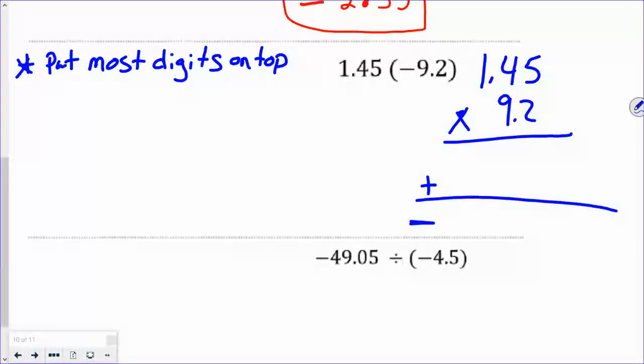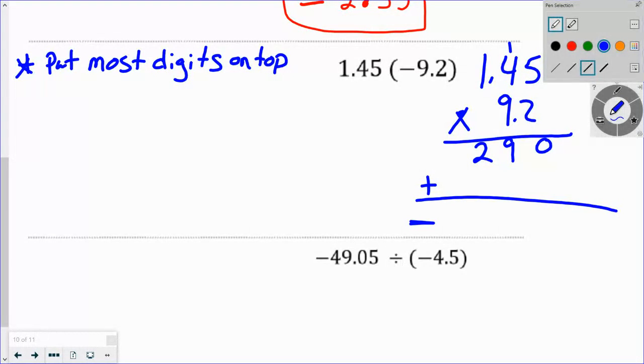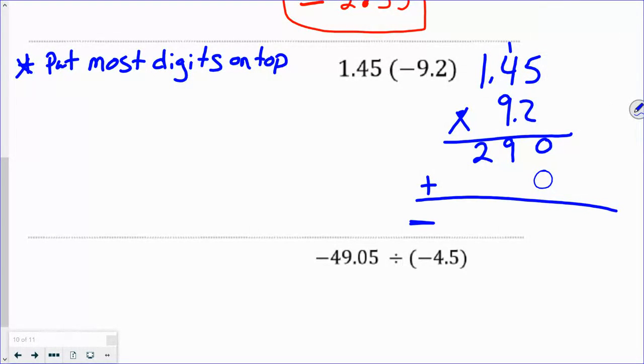First, multiplying by 2. This is a 10. 2 times 4 is 8, plus 1 is a 9. 2 times 1 is 2. So remember, whenever you go to your next row, you've got to put a 0 right here. You can't leave it as it is, because now you're multiplying by these different place values.